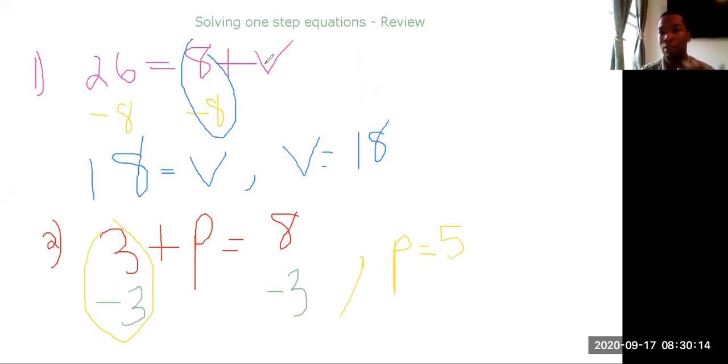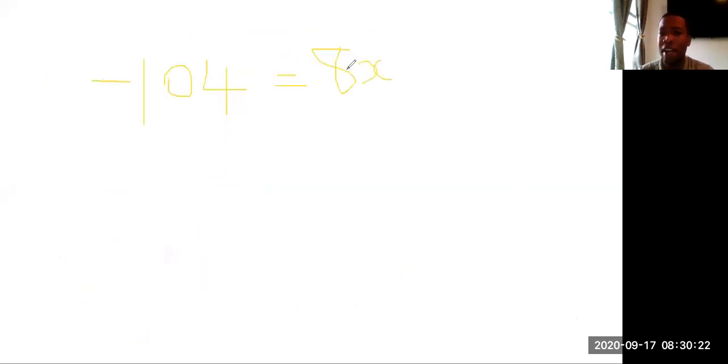The next one is negative 104 equals 8x. How do I solve for x? I want x by itself. Last time I had something that said 8 plus v. It didn't say 8v, it said 8 plus v, and I did minus 8. This one now says 8x, and I want x by itself. What's my first step if I want to solve this one? And remember, the goal is always to try and get the variable by itself. The goal is to try and get x by itself.